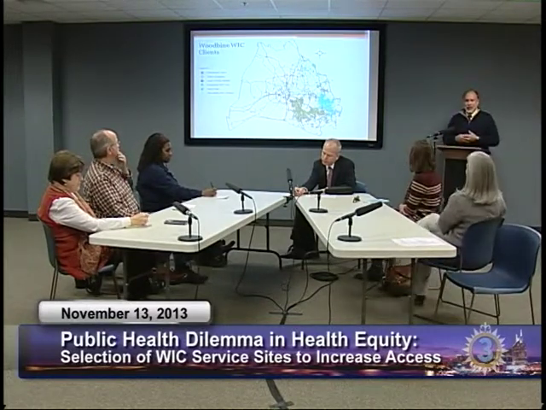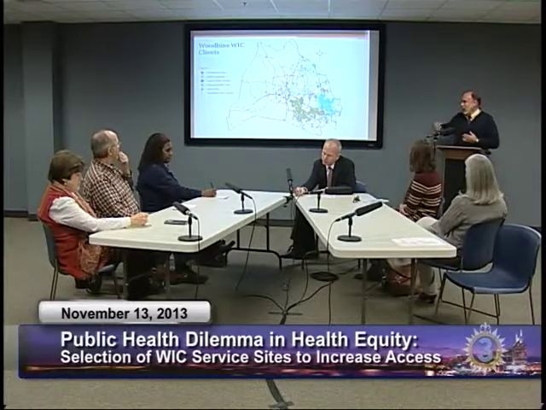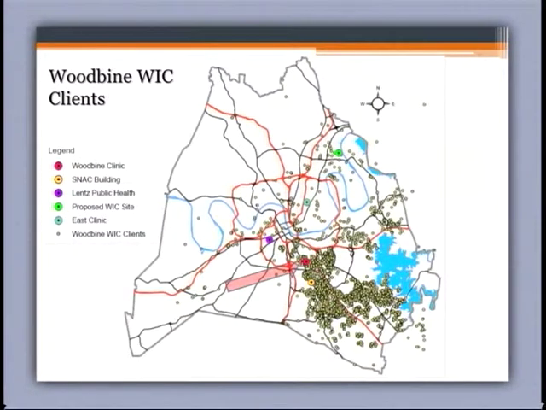So what we did, again, to look at where our clients are at, we did these spot maps of where our participants are coming from. And I'm going to show you a couple of them to give you perspective on how we arrived at this decision. This is the Woodbine Clinic, and you can see that the Woodbine Clinic is located right there in that little red dot. So each of those little gold dots represents where a client lives. So you can see that the majority of the clients that go to Woodbine live along that Nolensville Road, Murfreesboro Road area out into Antioch.